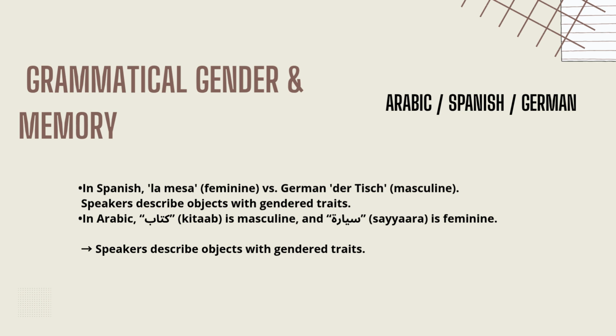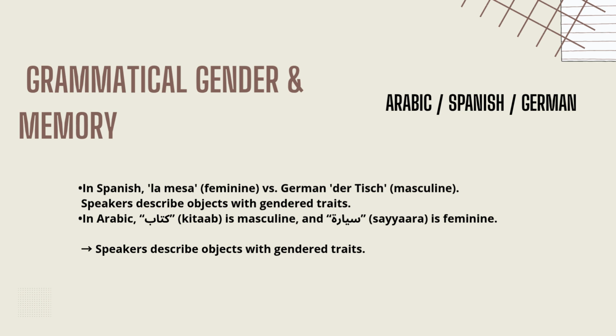All right. In Spanish, the word for table is feminine, but in German, the same word, table, is masculine. And in Arabic it's the same story. As an Arabic speaker, we can say kitab, which means a book, and it is masculine. And we can say something like siyara, which means a car, and it is feminine.